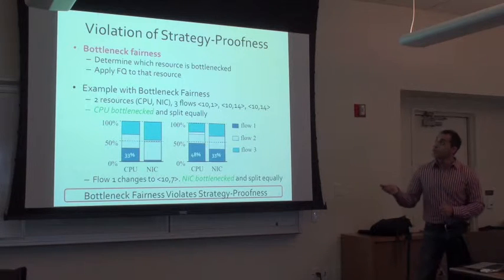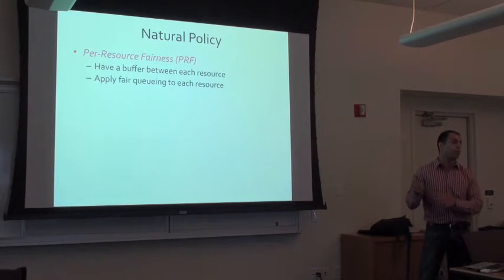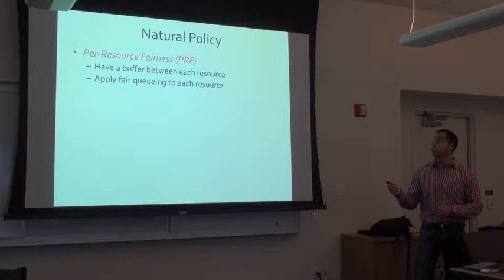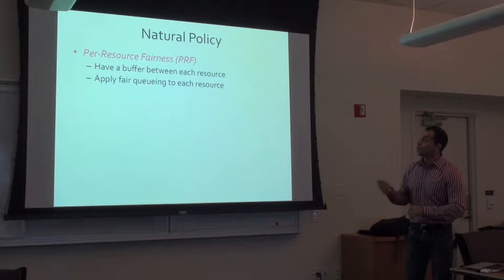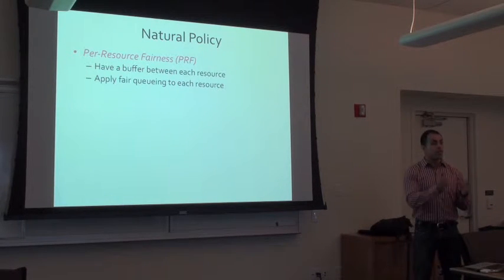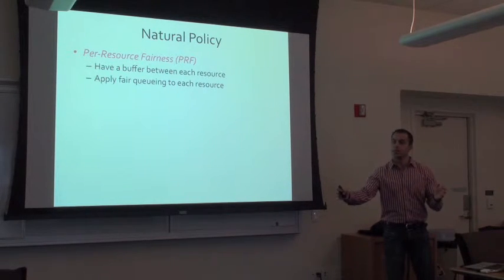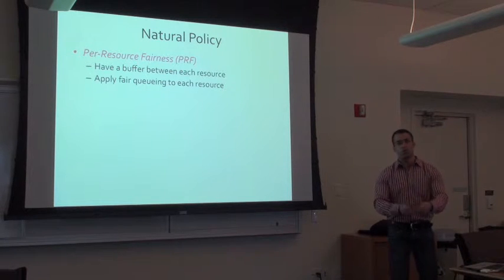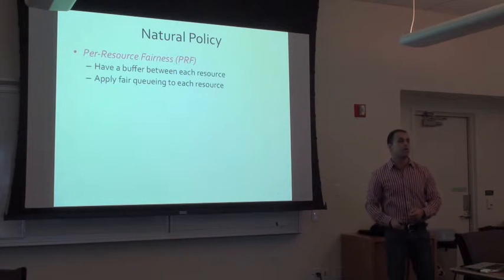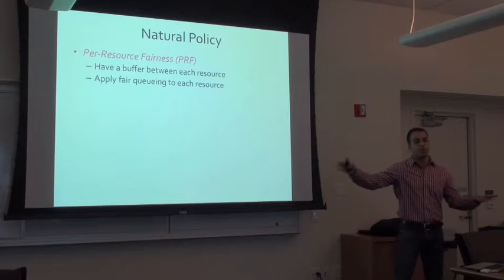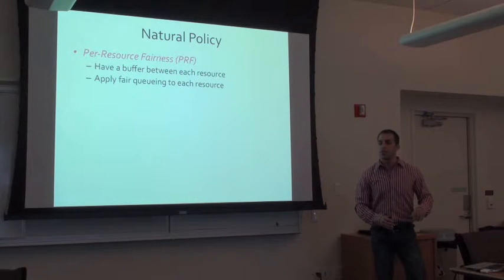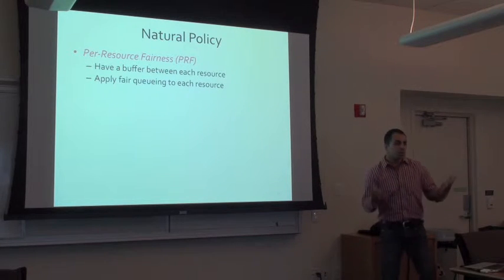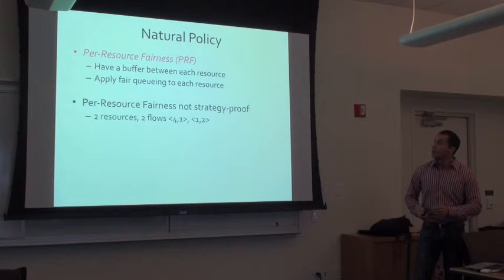Okay? So after this, we turned our attention to something that we actually wanted to try. These two were in some sense straw men, but this is what we actually wanted to do. We spent a lot of time exploring this policy, which we thought was a good policy. What it does is that you have a buffer between each of the resources you're using. After you use a resource, you put it in the next buffer and so on. And we apply fair queuing to each buffer independently. Okay? And then we see what we get. Is it good, is it bad, and so on.